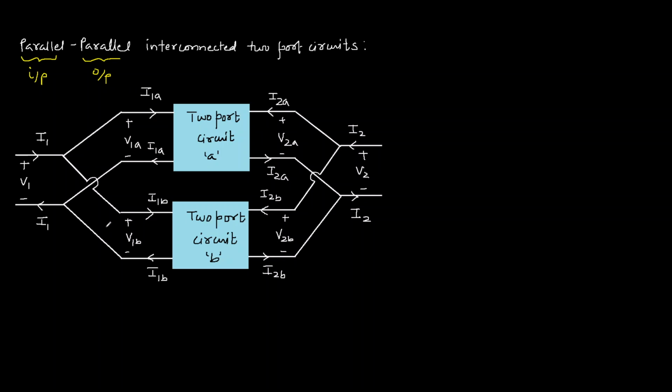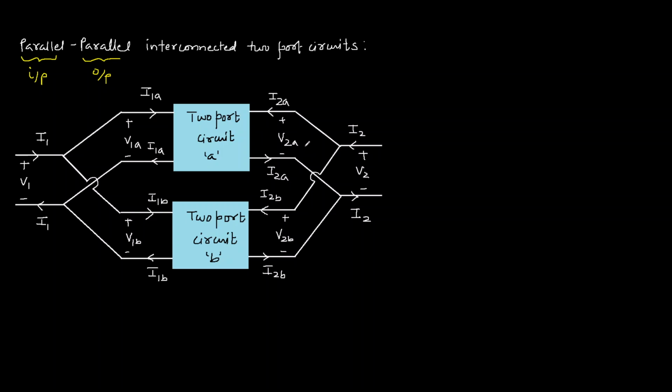As we can see in this circuit, the current I1 is divided into I1A and I1B, and the voltage V1 appears across port 1 of circuits A and B. So current is dividing and the same voltage is appearing. It means the input ports of circuits A and B are connected in parallel.